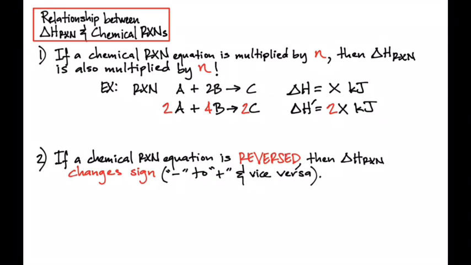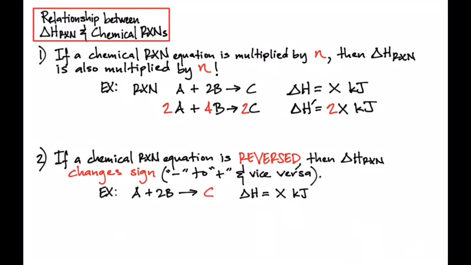Number 2, if a chemical reaction equation is reversed, then the delta H of reaction changes sign from, let's say, negative to positive or positive to negative. You're basically reversing that chemical reaction. So let's say that you had originally a combination type of reaction, but now you're doing the reverse, which is a decomposition type of reaction. How would that affect the delta H of reaction? Well, according to this, all you have to do is reverse the sign from positive to negative or negative to positive.